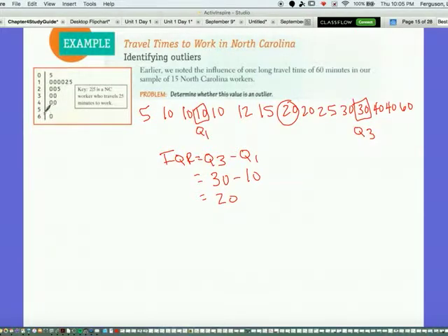I kind of have an idea that it is, but I want to do the formal check to be sure. So I'm going to say, okay, 1.5 times 20. The reason I'm doing 1.5 times 20 is because this is my 1.5 outlier rule. So 1.5 times 20 gives me 30.